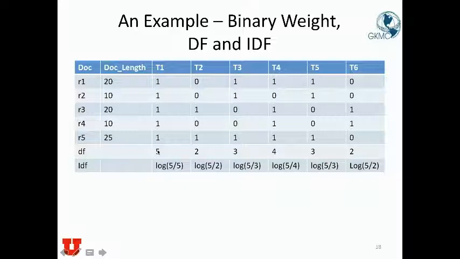And remember, IDF: since the data set has five documents, five will be in the numerator for all of these, and the denominator is DF. So this is a rarer term, and these two are the most rare. The denominator is the smallest for these two, so the ratio will be the highest, 2.5, and the log will still be the biggest. So rare terms across the data set will have the highest IDF values.